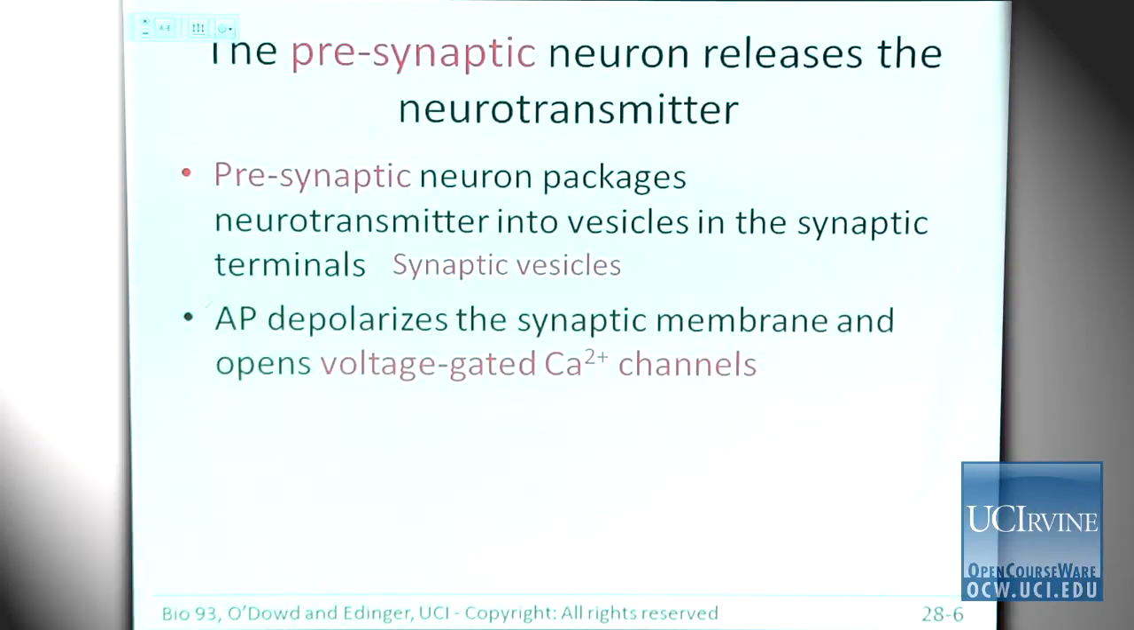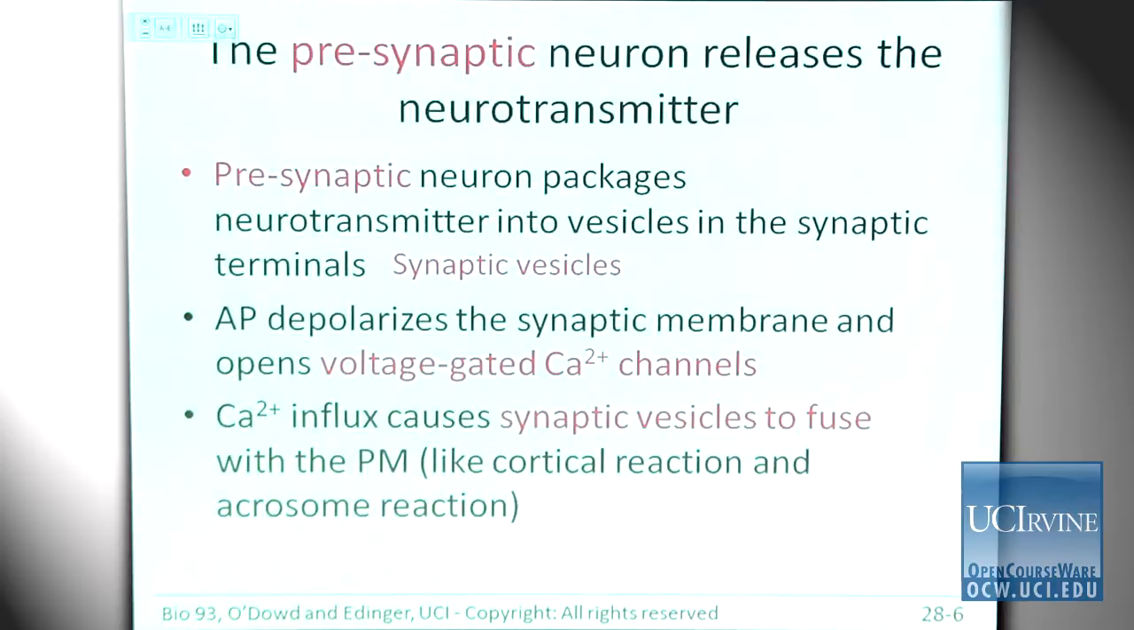When the action potential comes down the axon of the presynaptic cell, when it gets to the synaptic terminals, it activates voltage-gated calcium channels in the membrane. And this lets calcium rush into the synaptic terminal because calcium is higher in the extracellular space than in the cytosol. This calcium influx will cause the synaptic vesicles to fuse with the plasma membrane.